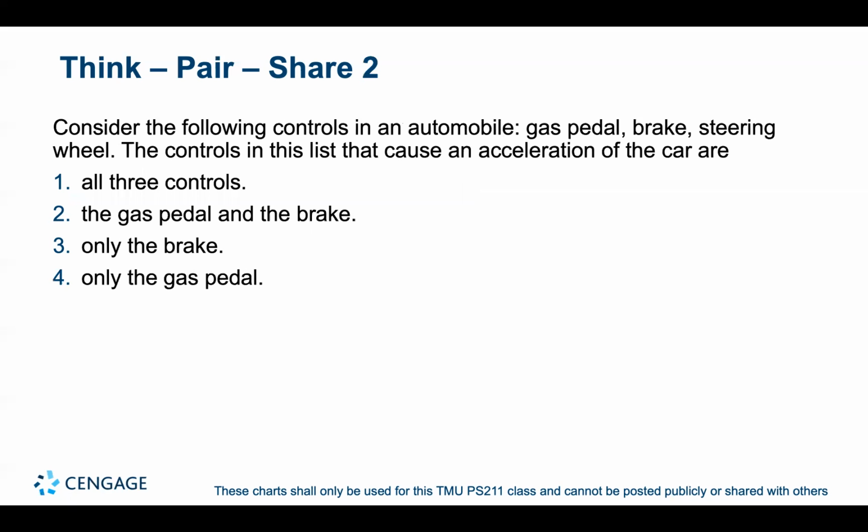Okay, here's another one. Consider the following controls in an automobile: a gas pedal, a brake, steering wheel. The controls in the list that cause an acceleration in the car are, what do you think? And the answer is all of these. They're going to cause a different type of impact. If the velocity is constant, the acceleration is 0. An object may have constant speed, the magnitude of velocity, but still be accelerating due to change in the velocity. We already mentioned that if an object is following a curved path, it's accelerating because the velocity is changing in direction.